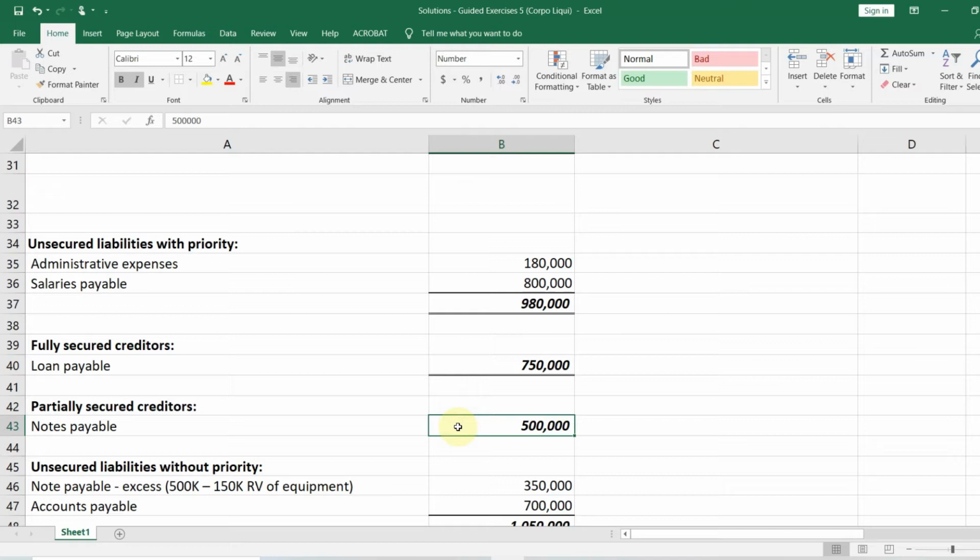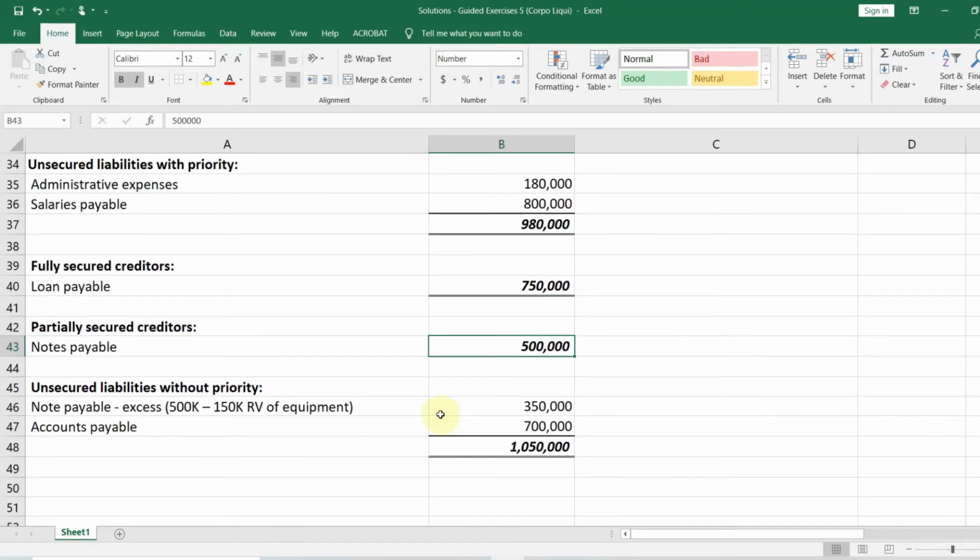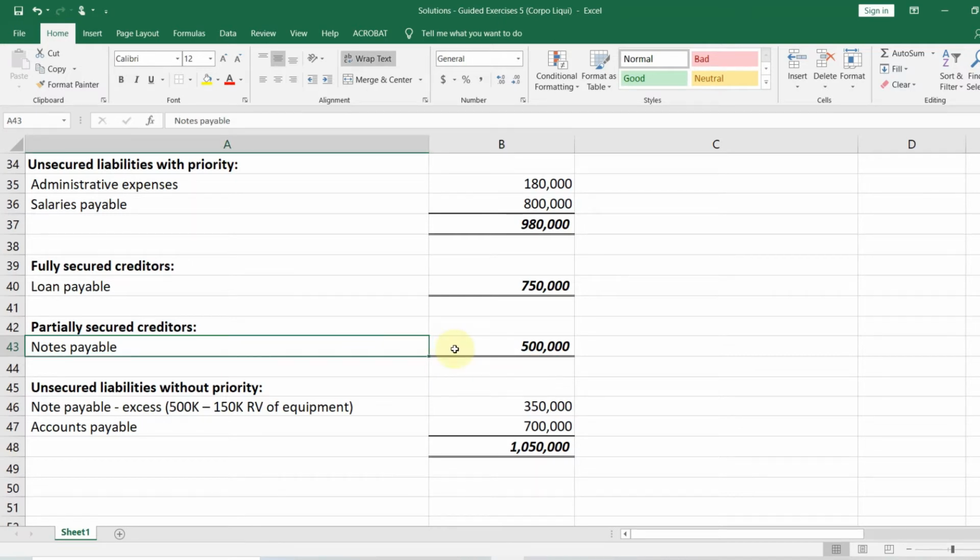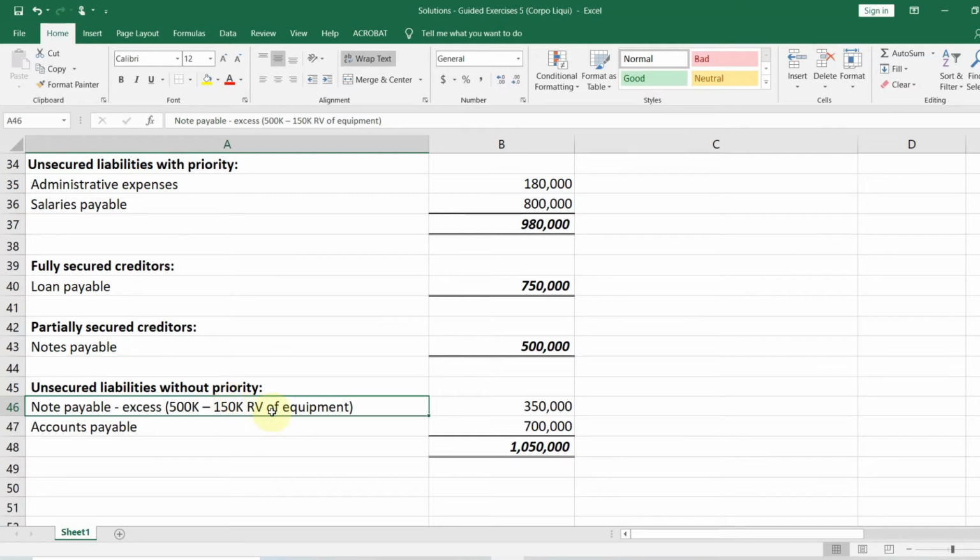Now, we go to computation of unsecured liabilities without priority. So, alin ba yung exist sa notes payable na hindi secured? Okay, so you just deduct 150,000, which is the realizable value of the equipment, sa 500,000 na realizable value of the notes payable, or the net settlement amount of the notes payable.